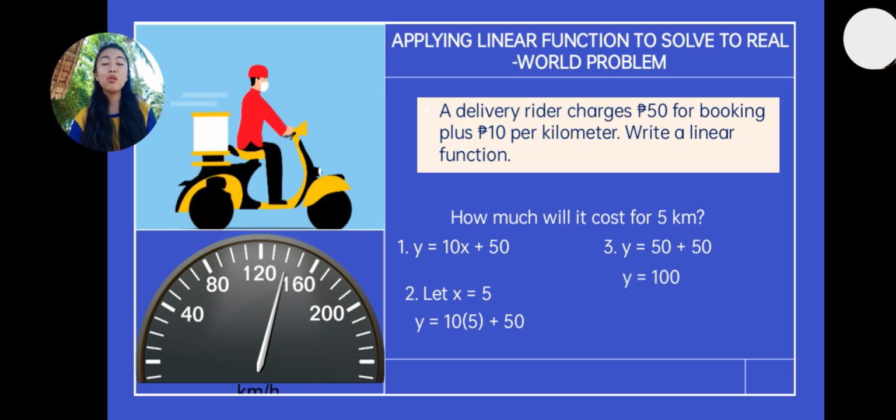And what is our final value for y? We have y is equal to 100. What is your conclusion here then, class? Great thinking. So, for every 5 kilometers covered, you will be charged 100 pesos. Do you have any questions here, class? Alright, very good.